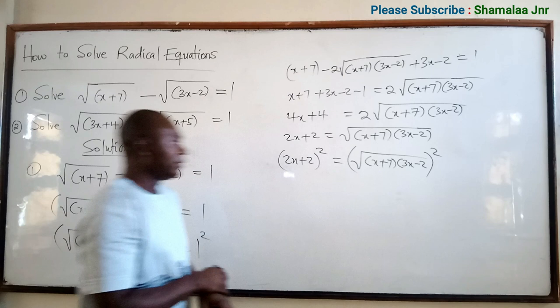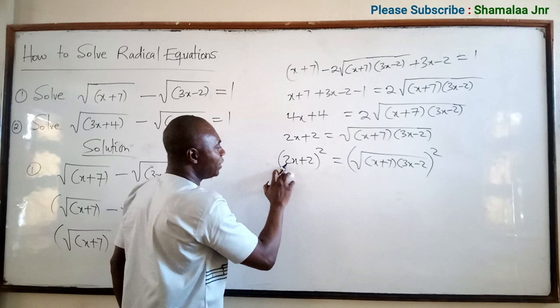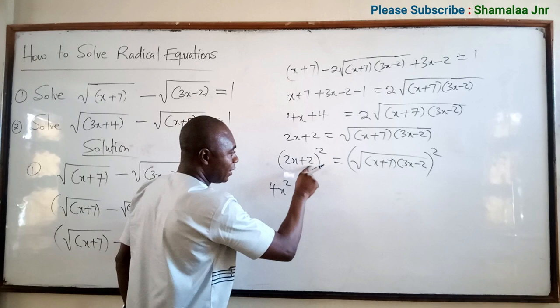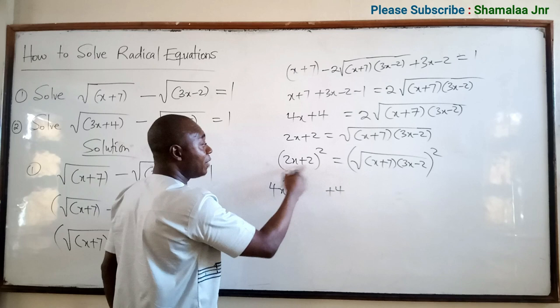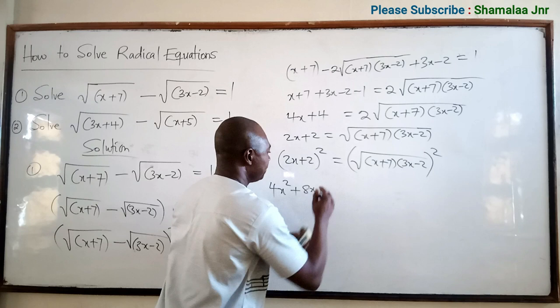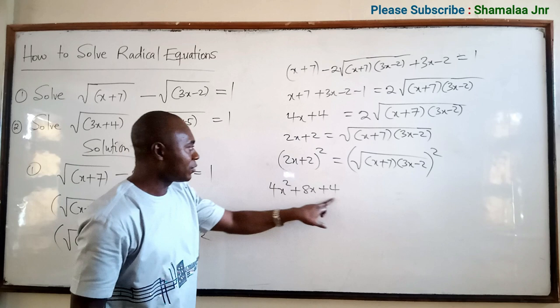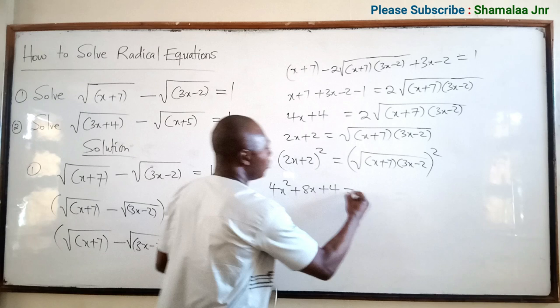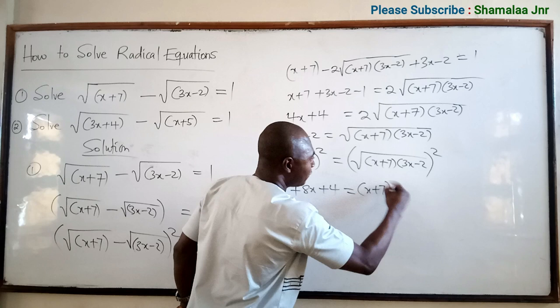Isn't it? Now, if you are expanding this, then it's going to be this squared, the whole of this squared, that will be 4x squared. Isn't it? And then there's this one squared, that will be 4. And in the middle, this time this will be 4x times 2, so that will be plus 8x. Are you seeing it? Yes, so then plus 4. So this one squared, 4x squared, the last one squared, 4. This time this will be 4x times 2, 8x, and this is 4. Now when you square this, then the square root sign will go, so that will be x plus 7, 3x minus 2.